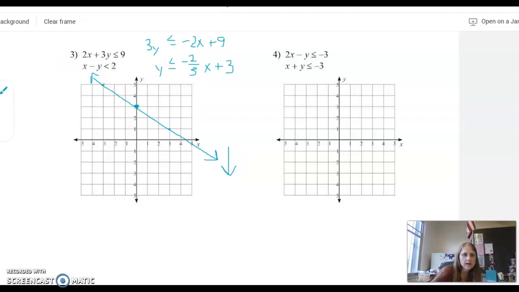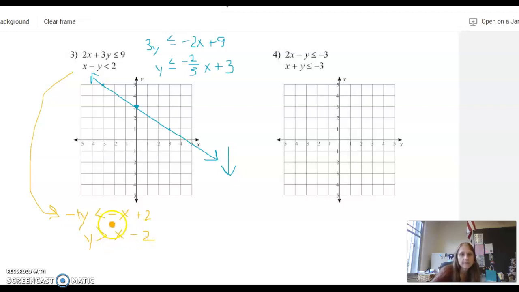So then I would do the second line. Again, I'm going to solve it, get it into slope-intercept form. So I'm subtracting x. So I have negative y is less than negative x plus 2. To get y alone, I divide by this invisible negative 1. So I have y is, I divided by a negative, so it's greater than x minus 2.